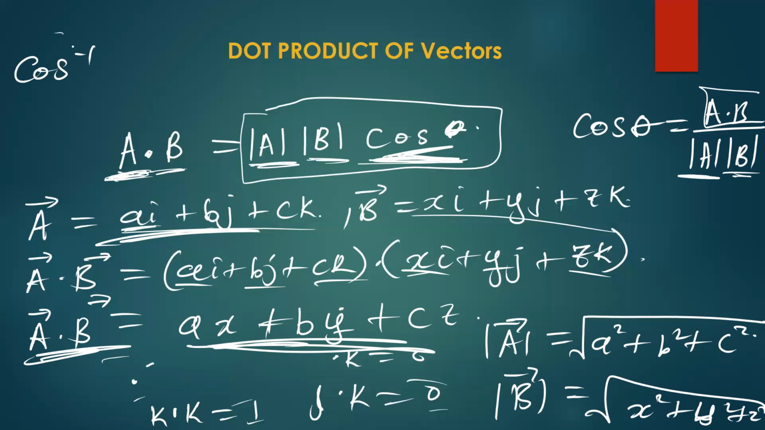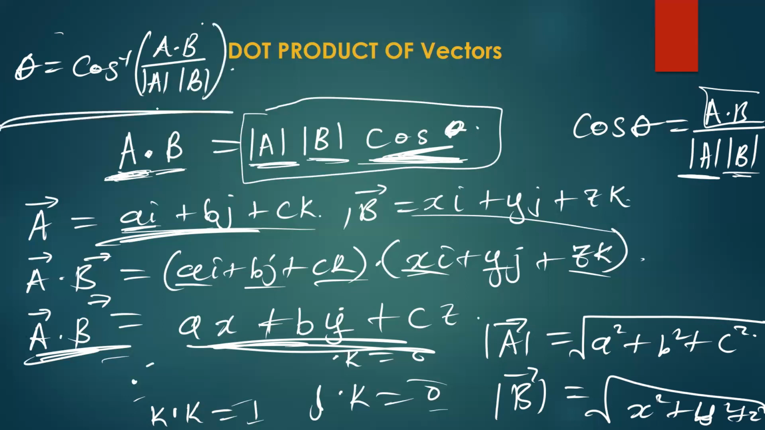So let me just write it properly. The angle will therefore be equal to the cos inverse of A dot B over the magnitude of A times the magnitude of B. So this is what you're going to have as the angle between these two vectors A and B. What I've just written here is a summary of everything that we're going to learn.